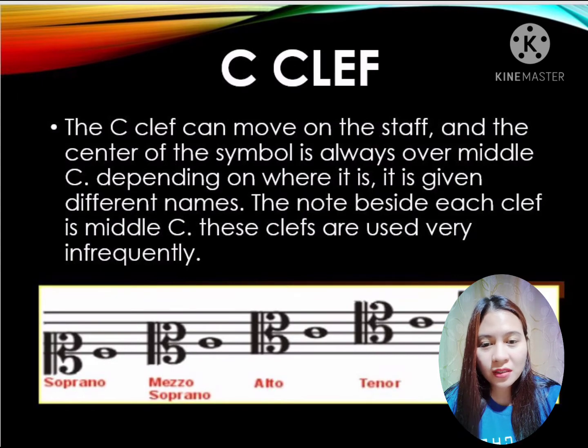The next musical symbol is the C clef. The C clef can move on the staff, and the center of the symbol is always over middle C. Depending on where it is, it is given different names. The note beside each clef is middle C. These clefs are used very infrequently, meaning players or pianists do not usually use this clef.